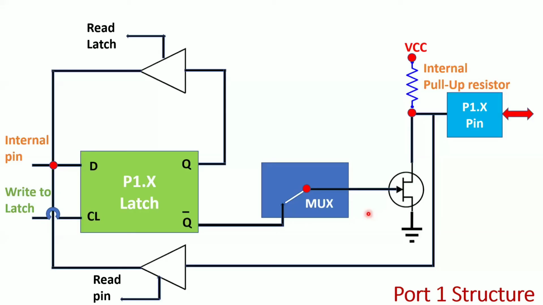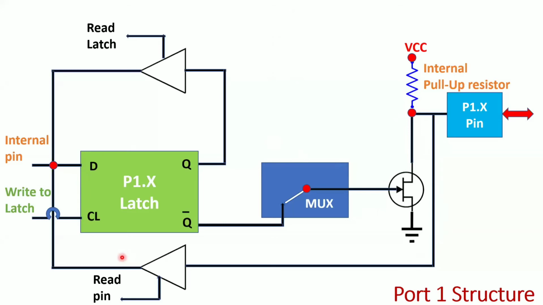Next you will see port 1. Port 1 is just a simple bidirectional input and output port. That means it doesn't have any alternate functions. That's why, in the diagram, as we can see, the address and data and the AND gate are not there, because there is no alternate function. So this is the port 1 structure.